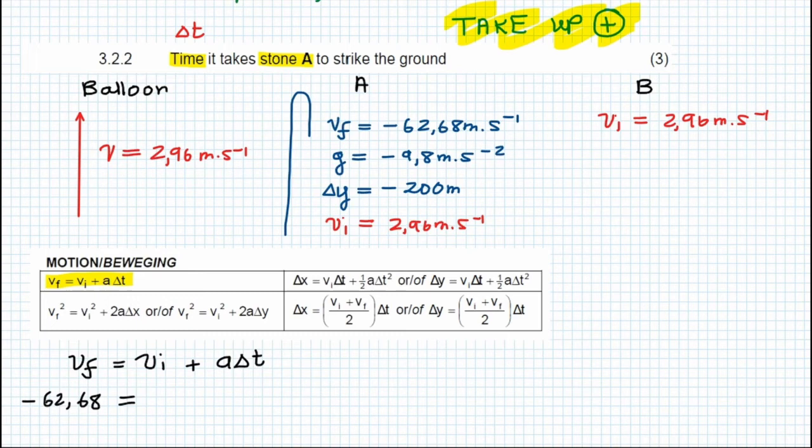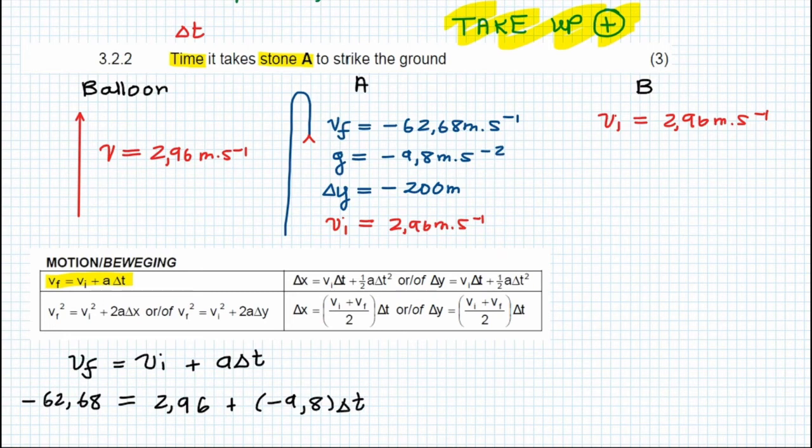The initial velocity we calculated to be 2,96. We substitute this value into the formula as a positive value because it is the velocity when the stone starts off, right? So when it's dropped from the hot air balloon. Then the acceleration is going to be negative as well because we chose up to be positive, and we don't know the time.